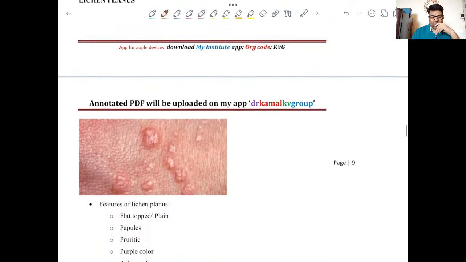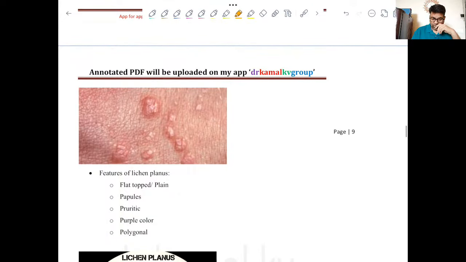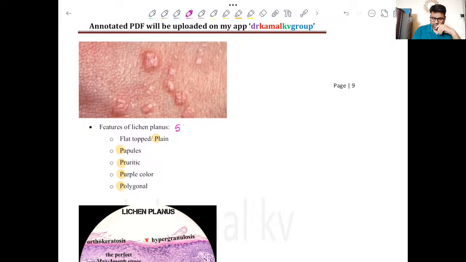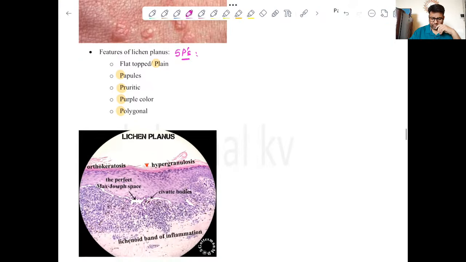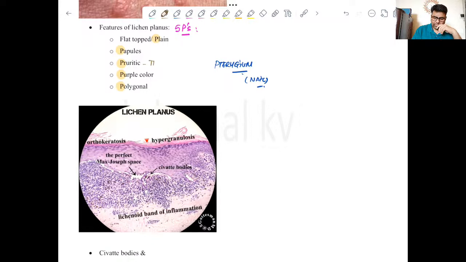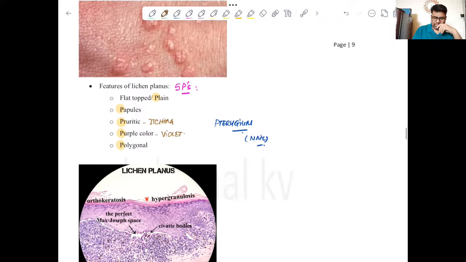Then moving forward to lichen planus, which is characterized by 5 P's. And what are they? Plain, papule, pruritic, purple in color, and polygonal. So just remember these 5 P's of lichen planus. And of course in nail we will see pterygium. So you can add this as well. Clear? And pruritic means there is itching. Purple is like you can say violet color. Then polygonal is different shapes. And then plain means the top is flat.